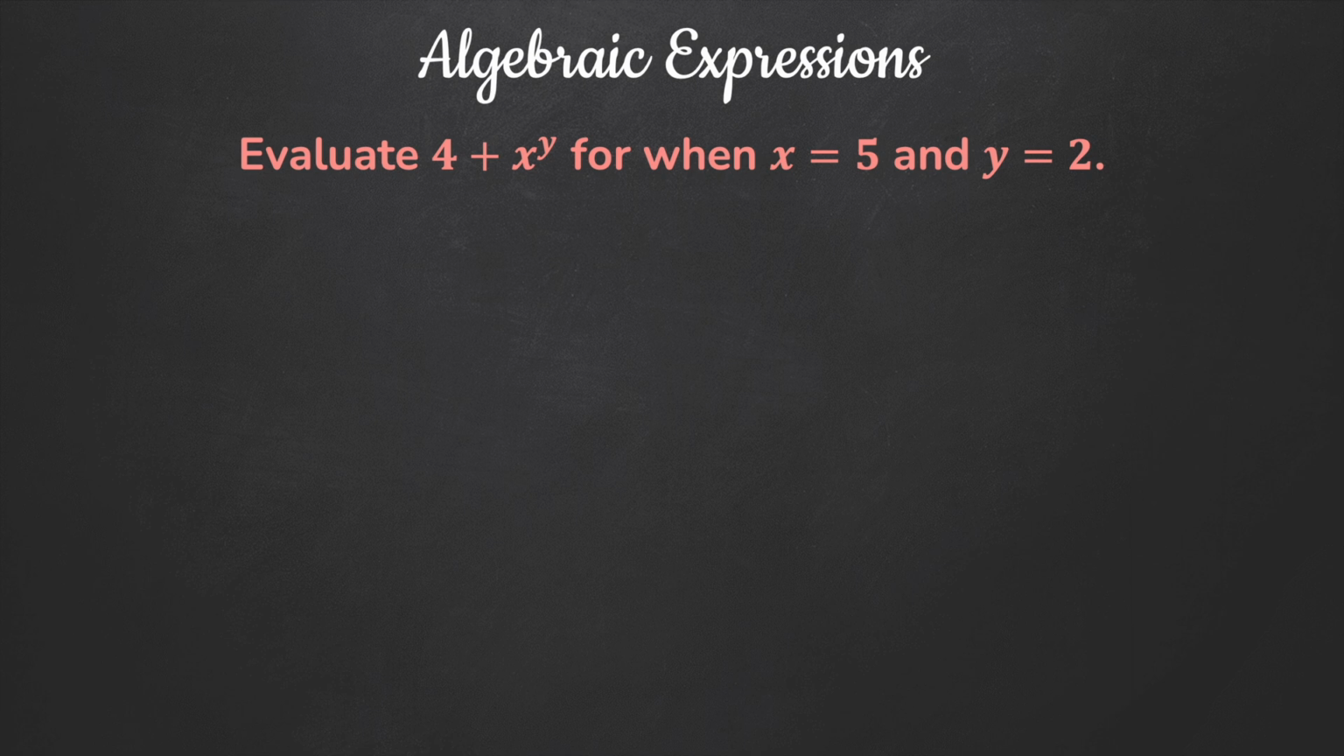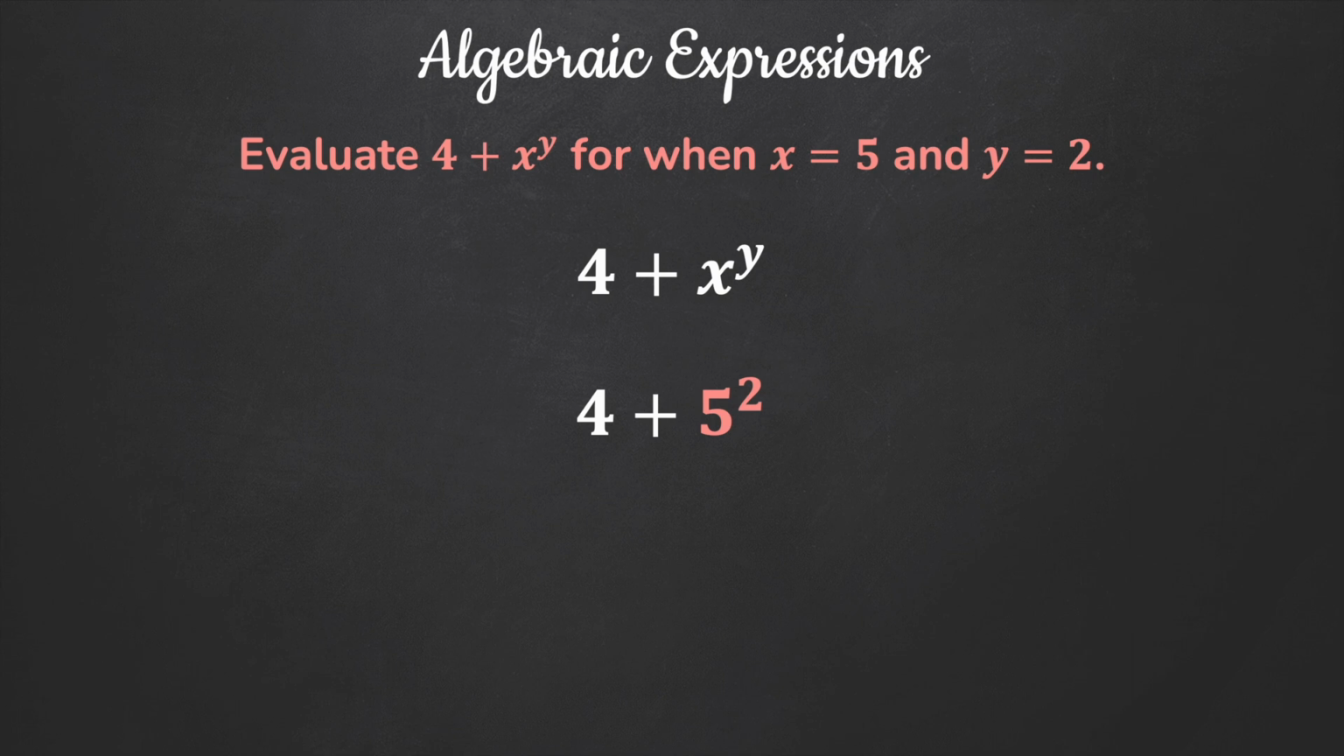In our next example, we have evaluate 4 plus x to the power of y for when x is equal to 5 and y is equal to 2. In our expression, we have addition and an exponent. The first thing we want to do here is substitute our variables for their known values. So we're going to substitute x for 5 and y for 2. So we have 4 plus 5 to the power of 2.